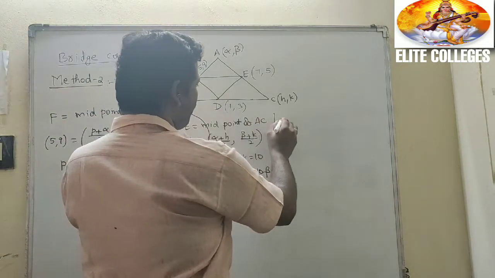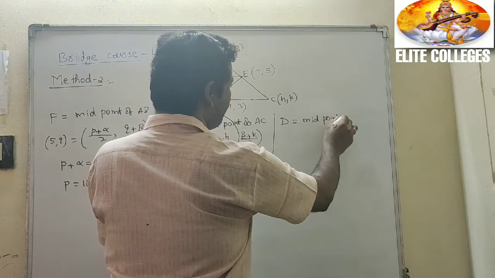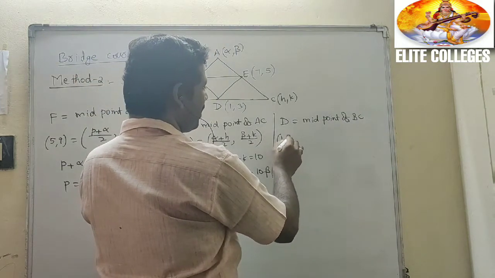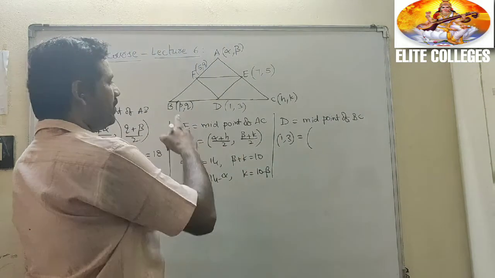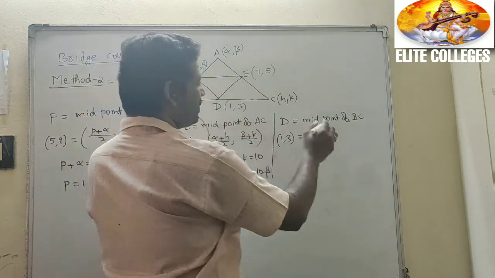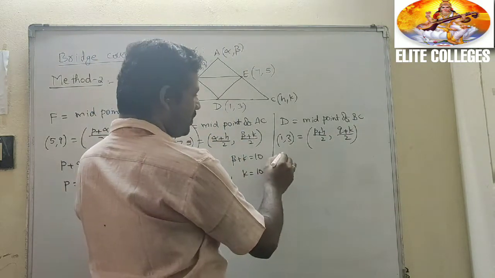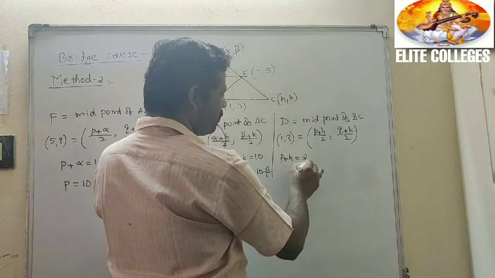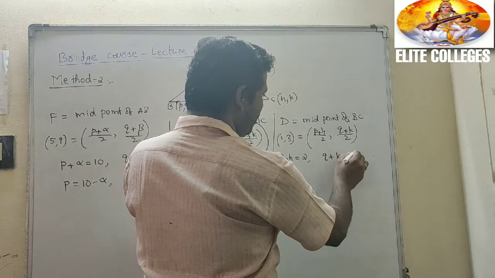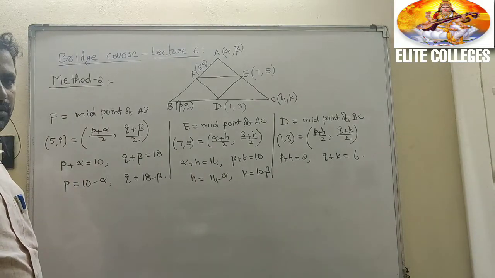Now see this one, D. What is D? D equal to midpoint of BC. The D point is 1 comma 3 equal to the midpoint of BC, (P plus H) by 2 comma (Q plus K) by 2. Cross multiply this one. P plus H equal to 2, and Q plus K equal to 6.